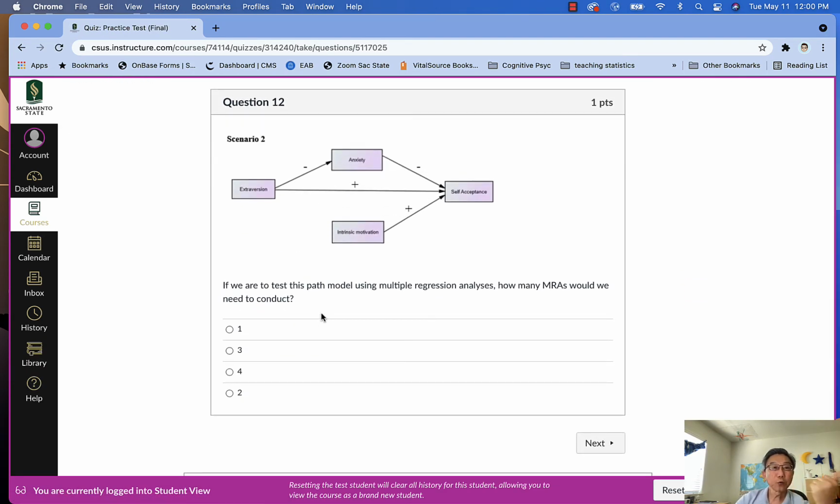Next question, if we are to test this path model using multiple regression, how many multiple regressions would we need to conduct? We have two endogenous variables. So we need one regression analysis for each endogenous variable. We need one for anxiety, and we also need one for self-acceptance. So the answer is 2.